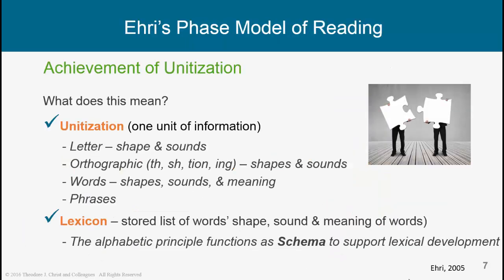Now, some people have talked about this process in terms of unitization. This can begin at the letter level, where we unitize the association between the shape of a letter and the sound of the letter. Then we'd unitize at the subword level with common letter combinations like sh or ing. These things need to become automatic, so we're not using our cognitive resources to try and decode and identify words with these small individual units. Then we begin to unitize at the word level, including the shape, sound, and meaning of the word.